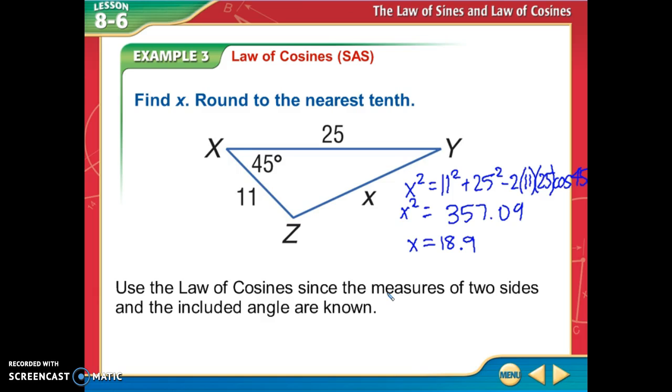Right, all you have to do is memorize. It seems like a lot, but you just have to memorize your law of cosines. Memorize one of those formulas, and then the pattern stays the same when you plug in A, B, and C.